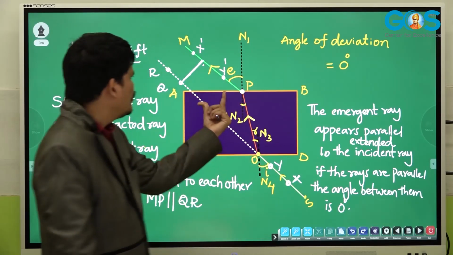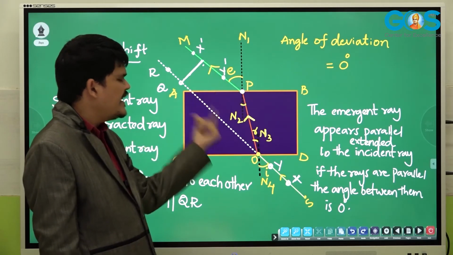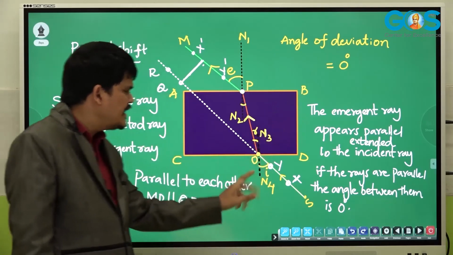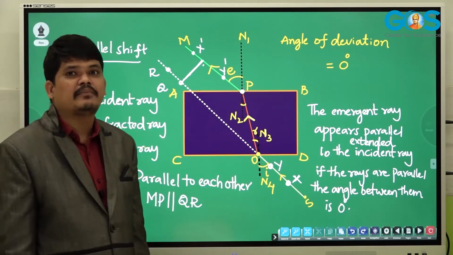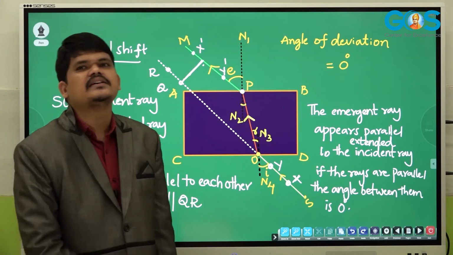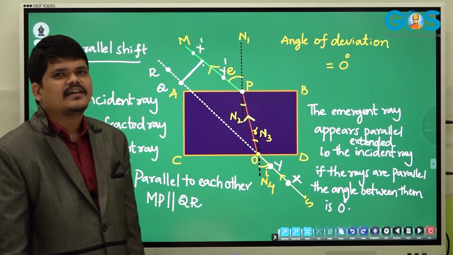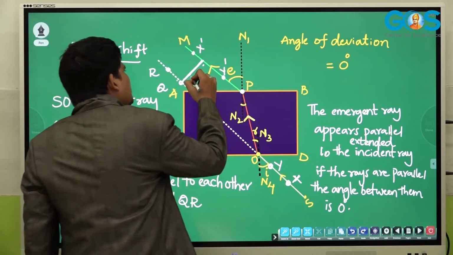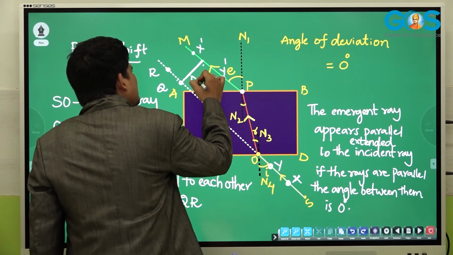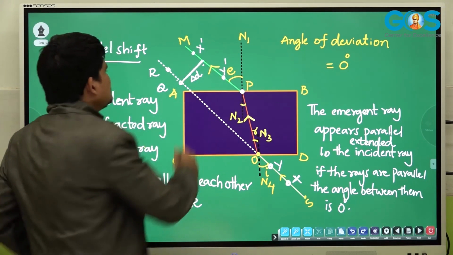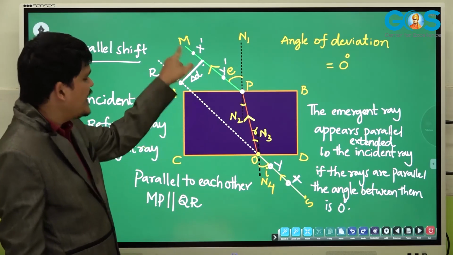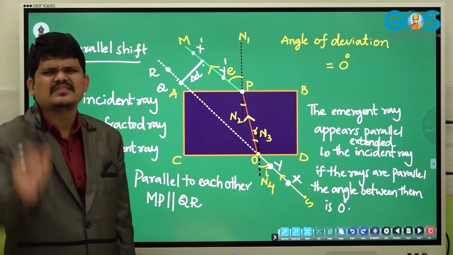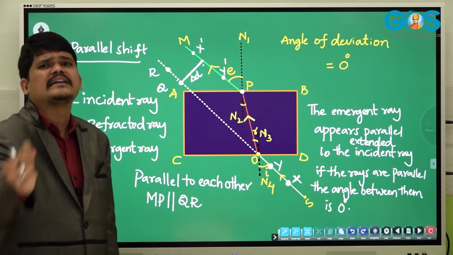Hence here we have proved that the emergent ray and the extended incident ray are parallel to each other. Hence the angle of deviation suffered by the light ray when it passes through the rectangular glass slab is 0 degrees. Now try to find the distance between this extended incident ray and the emergent ray with the help of a scale and name it delta D, a small distance.